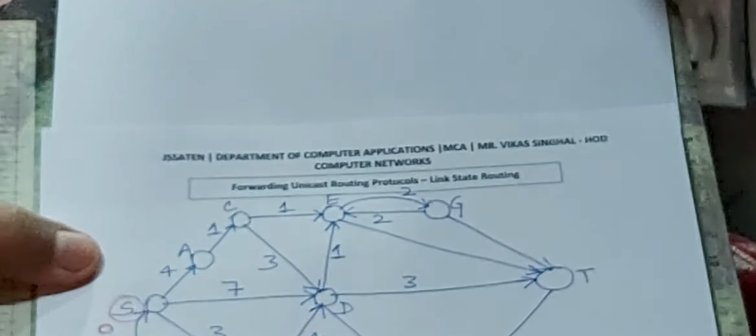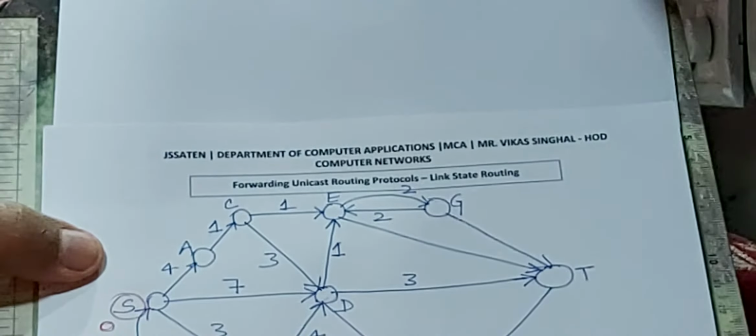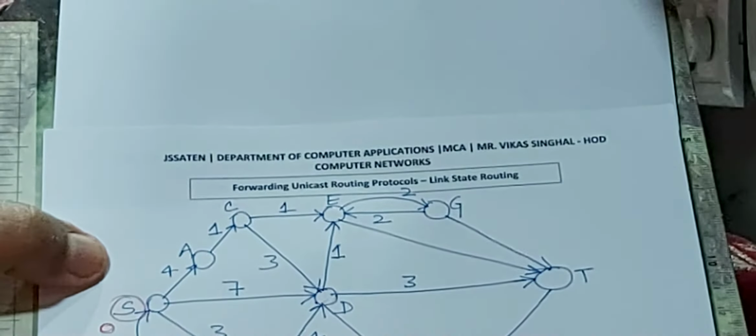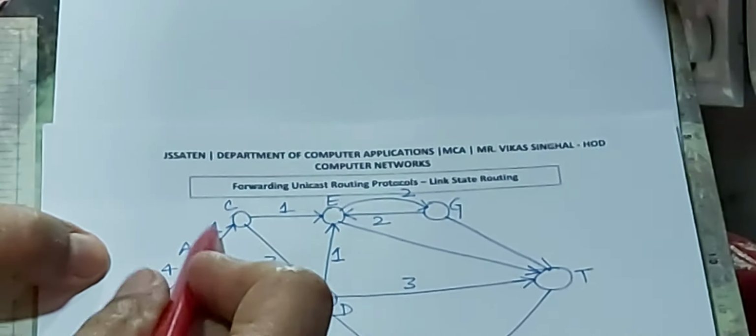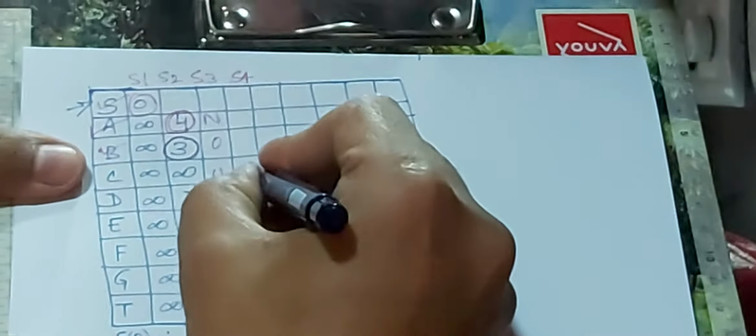Now adjacent to A. What is the adjacent node to A? Only C. है ना? Only C. So what will it be? It will be 4 plus 1, 5. So C will be updated with 5.